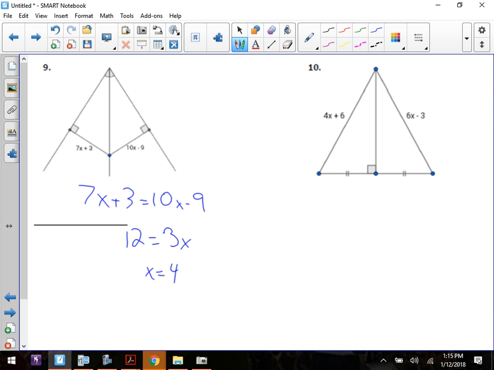Same deal. On 10, you are on the perpendicular bisector. When you're on a perpendicular bisector, that means that you actually create an isosceles triangle. So those two legs have to be the same. So 4x and 6 has to equal 6x minus 3. You get 9 halves, or 4.5.